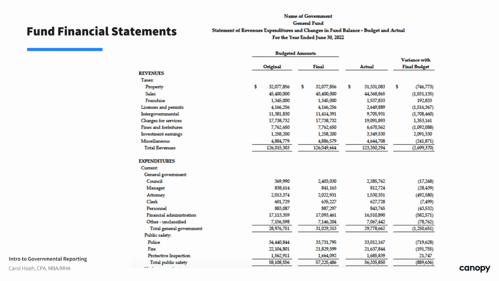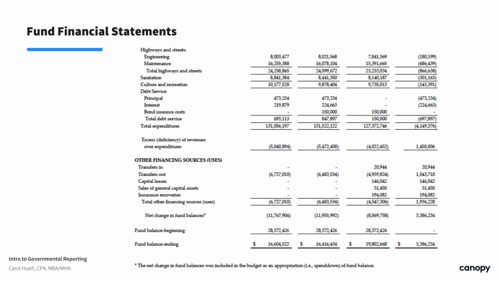So far we have seen three different financial statements for the governmental funds that present the assets, liabilities, inflows and outflows of resources, different classifications of fund balance, budget to actual statements, as well as reconciliation of the governmental fund financial statements to the government-wide financial statements.